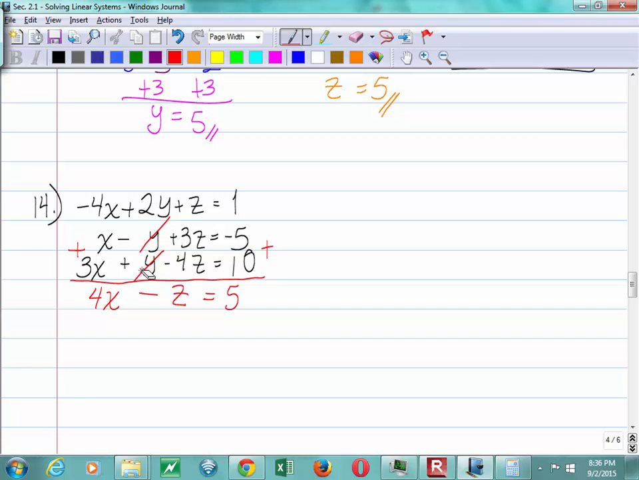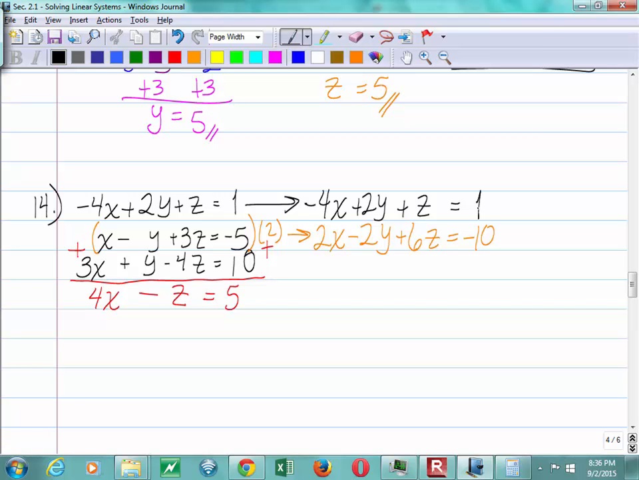Okay, and then I'm going to take the second equation now, and I'm going to multiply it by 2, so that way I can add it with the first equation. I can get negative 2y to cancel out with that positive 2y. So this is going to give me 2x minus 2y plus 6z equals negative 10. And I'm just going to bring that first equation over, which was negative 4x plus 2y plus z equals 1.